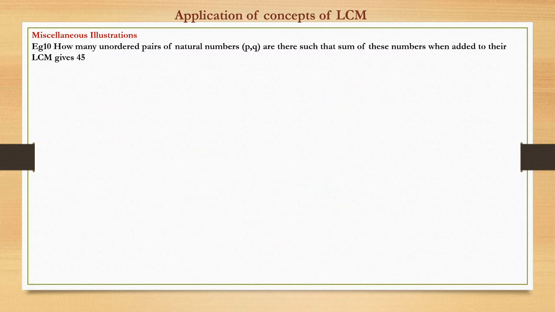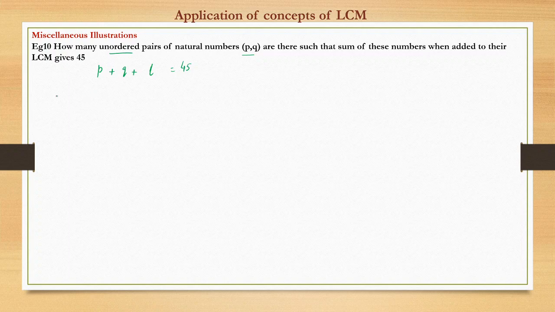Similarly, we'll see one last example illustration on this, and then we'll close this session. So here the question says, in how many unordered pairs of natural numbers p and q are there, such that when these numbers are added to their LCM, it gives 45. Okay. So here it says there are two numbers p plus q, plus their LCM, let's say n, that is given as 45.